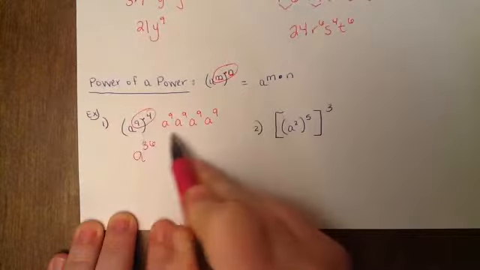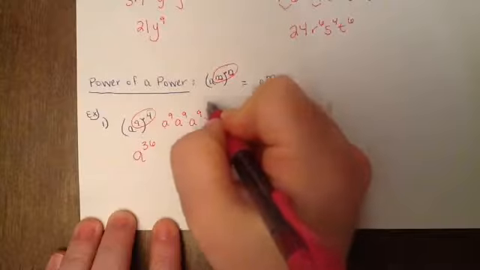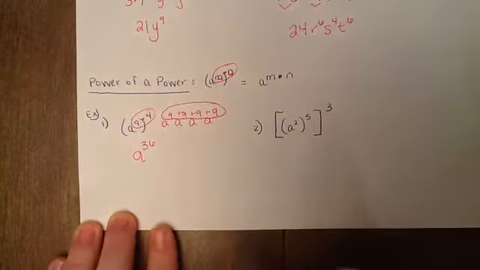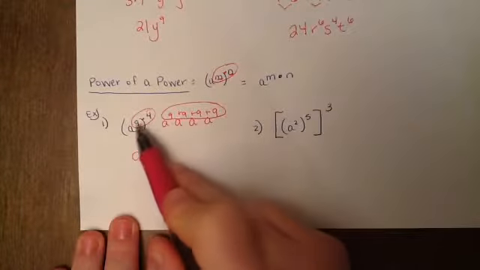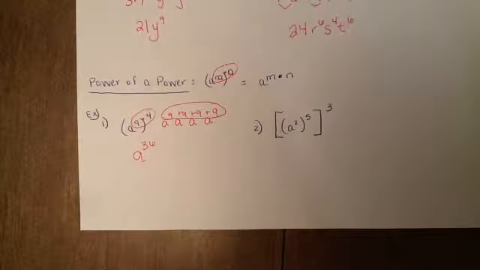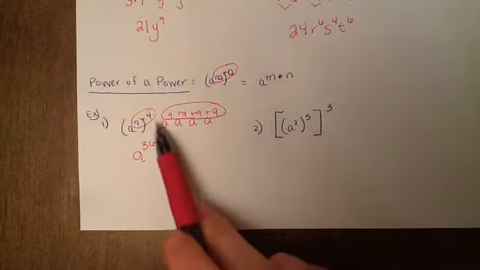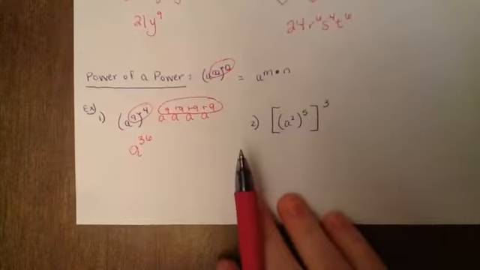a to the 9ths. And then our last rule just would have told us to add those all together, which would give us a to the 36. So a shorter way is just to multiply those. But that's what's happening. If you were to list them all out, 4 of them, and add, you'd get a to the 36.